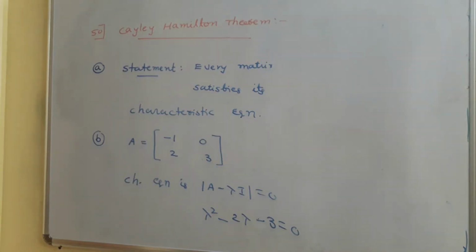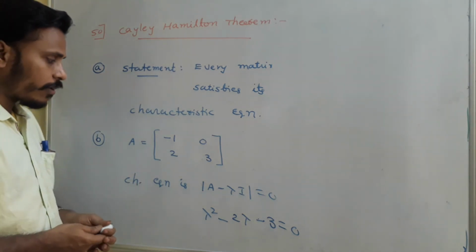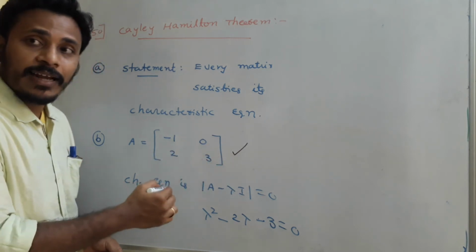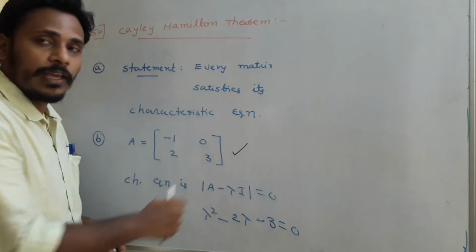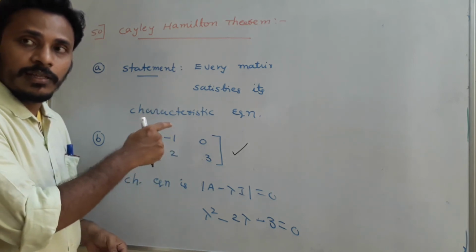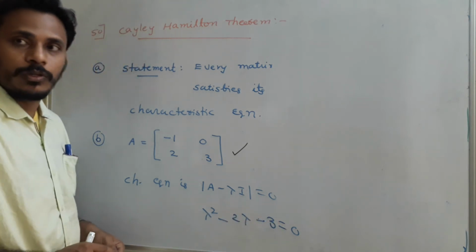The 50th point is about the Cayley-Hamilton theorem. It states that every matrix satisfies its characteristic equation. Suppose I have a matrix A = [-1, 0; 2, 3], then its characteristic equation is determinant of A minus lambda I equals 0, which, by the direct rule mentioned in the previous point, is lambda square minus 2 lambda minus 3 equals 0.